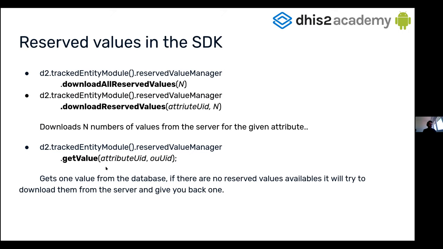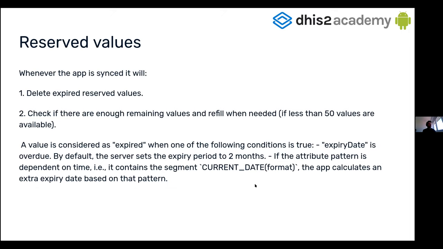And it's important to know that the SDK downloads a certain number of attribute values, usually 100, but this can be parametrized. And once the SDK has run out of values, it automatically requests more values from the server. This is automatic. And also the SDK handles all the logic about the expiration of the reserved values because they have an expiry date. And also to be sure that we always have values in the device to use.